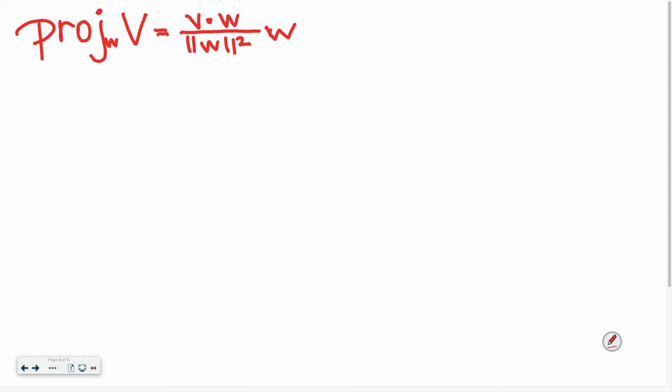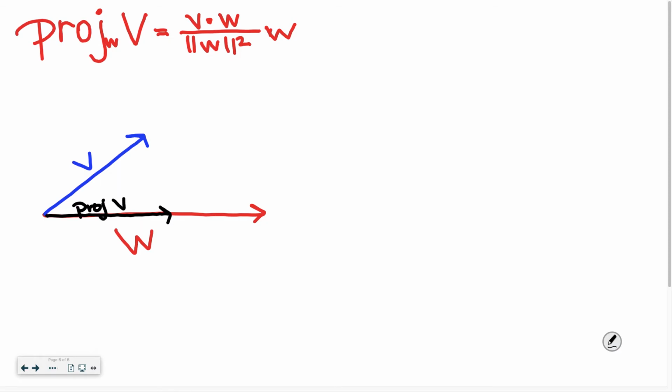Well, I think shadows do it. Okay, so we have vector W and we have vector V, and the projection of V onto W looks like this. Ooh, I drew it a little bit too far. Maybe I'll extend. There. I feel a little bit better about that one. It's like our shadow.